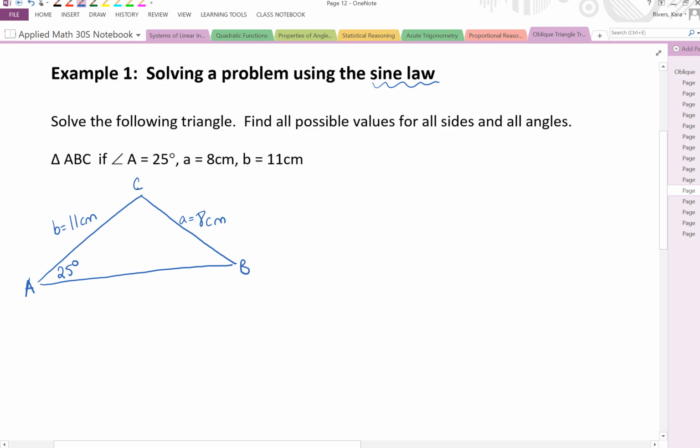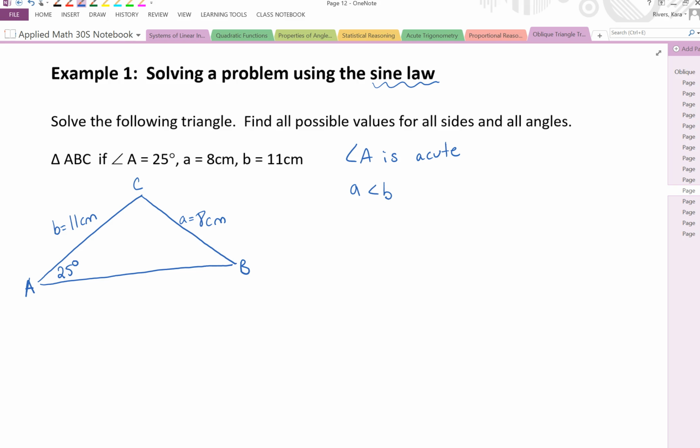Now, is this an ambiguous case? Well, let's take a look at our options. Is angle A acute? Yes, angle A is acute. So we're looking at one of those first four cases. The second thing we're looking at is comparing A to B and A to H. So if we look at side A and side B, we can see that A is less than B.